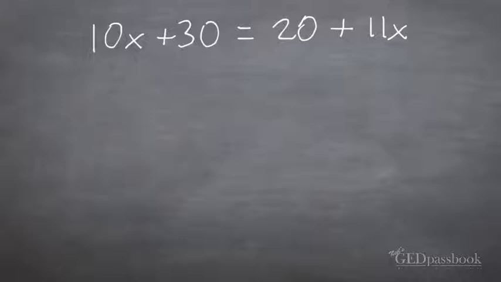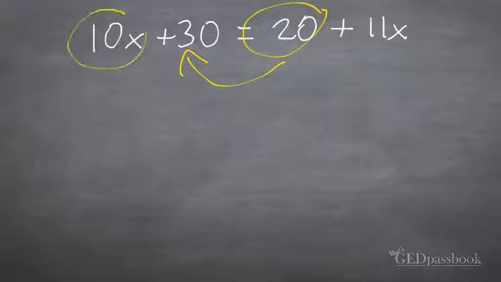If you wanted to move the 20, so be it. This 20 wants to be over there with its buddy the 30, the other number. It's fine if you do that. But by default, that means you have to move the 10x over there with the 11x. You get that?